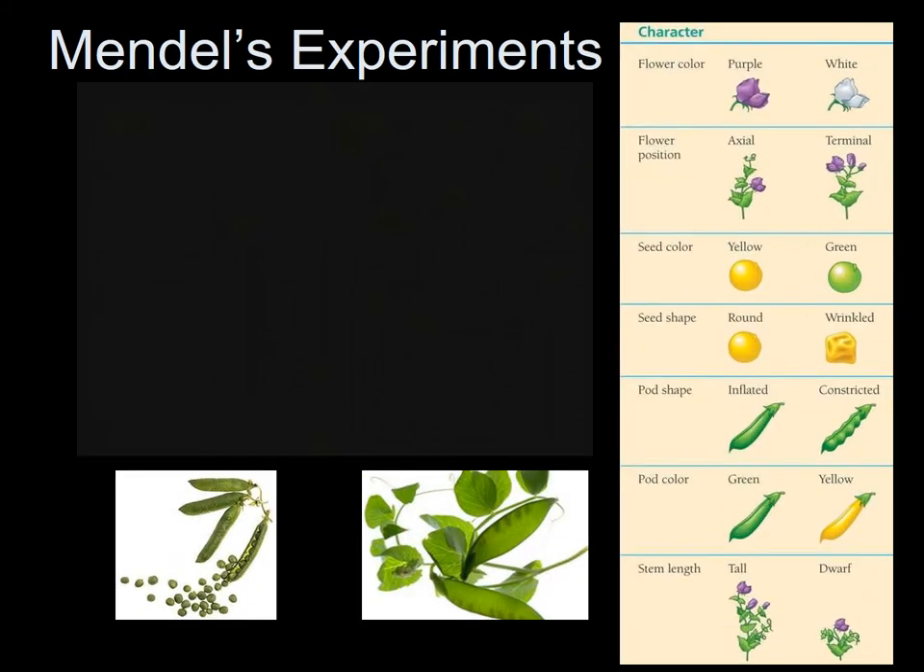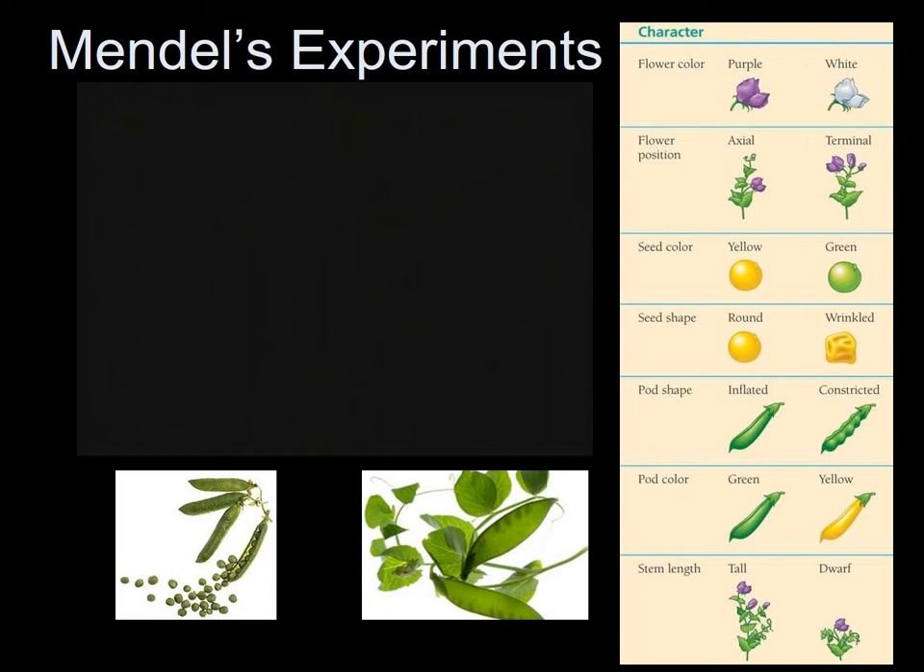Okay, so Mendel did these experiments with pea plants. Let's make sure you know about pea plants. You're probably familiar with the little green peas, the little vegetable that we eat. They're actually the seeds that come out of the pea pod, and the pod grows on the vines of the pea plants.